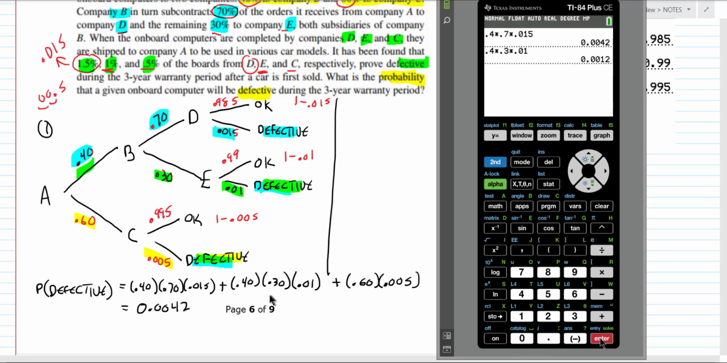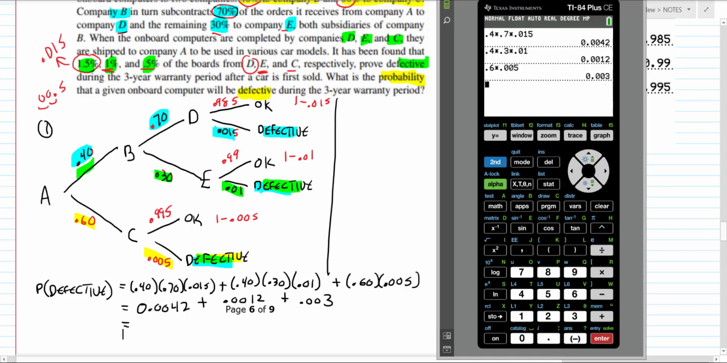So that would end up giving plus 0.0012. These are all real low probabilities of the onboard computers being defective. That's what you would want as a business. Then the last one is 0.6 times 0.005. So that will give 0.003. And then you just add these things up.